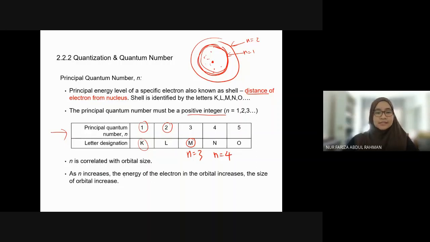So as n increases, the energy of the electron in the orbital also increases, and the size of the orbital increases. So when the number of n increases, so n equals 1, n equals 2, n equals 3, as you can see, the number of n increases. That means the energy also increases because it is now further away from the nucleus. So by right, the energy also increases, and of course the size also increases.